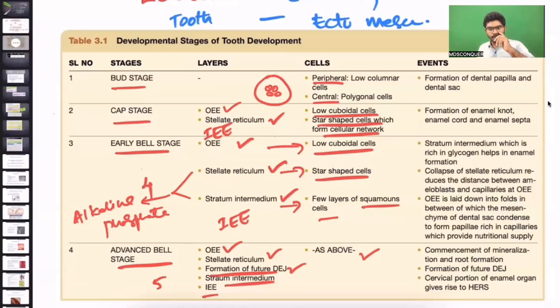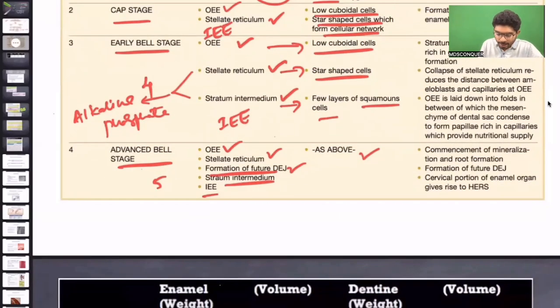Next I want to focus on the next important area. The events which take place in each type of stage, they can very frequently ask. One important thing is dental papillae. Dental papillae formation can occur. Can you tell me what structures dental papillae gives rise to? Dental papillae is DP.